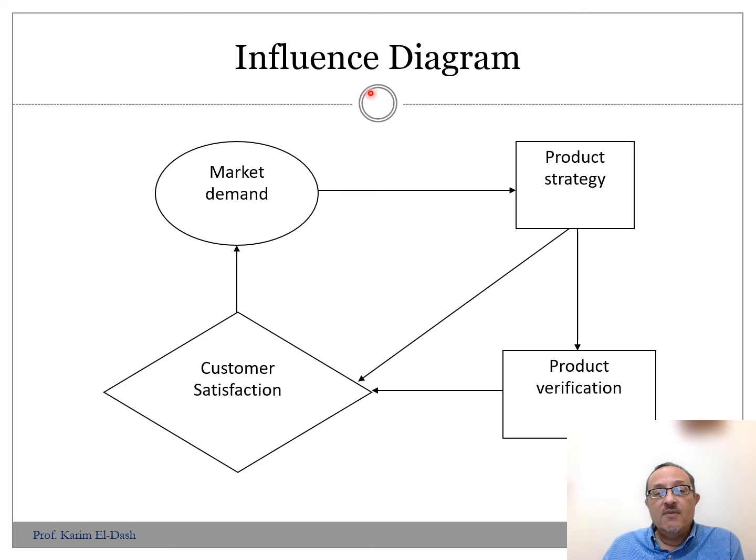Another similar diagram is the influence diagram. It is similar to a flowchart, but in this case we are not talking about tasks, we are talking about influence. That's why there is no sequence in the items, but there is a kind of influence relationship between the different cells or items. Like market demand has influence on product strategy. Product strategy has impact on customer satisfaction. Customer satisfaction has impact on market demand. And product verification has impact on customer satisfaction as well, and so on. So this is simply to illustrate what is meant by an influence diagram.